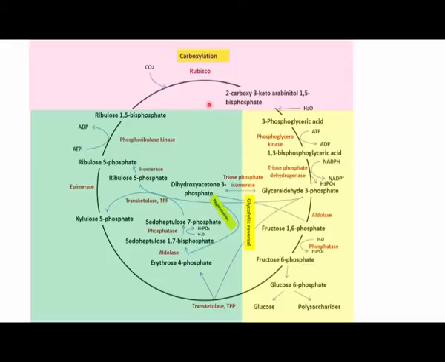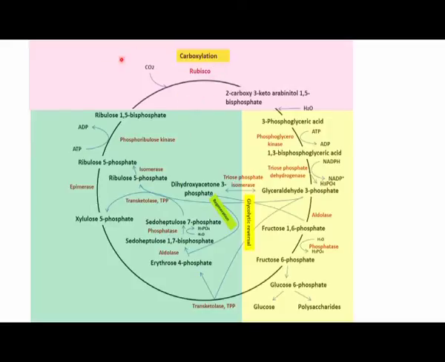So, ribulose 1,5 bisphosphate is combining with the carbon dioxide, and this reaction is catalyzed by an enzyme known as Rubisco, in long form ribulose 1,5 bisphosphate carboxylase oxygenase. This is the enzyme which is universally found in the environment, and it is the most abundant enzyme in the living world.